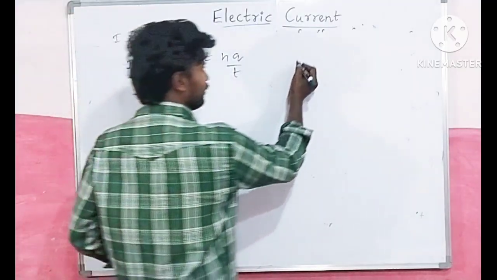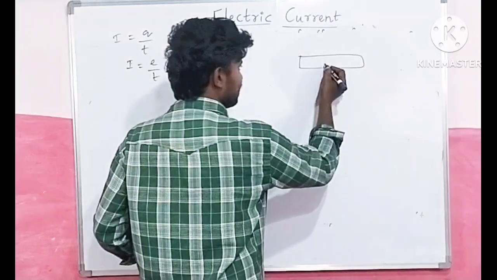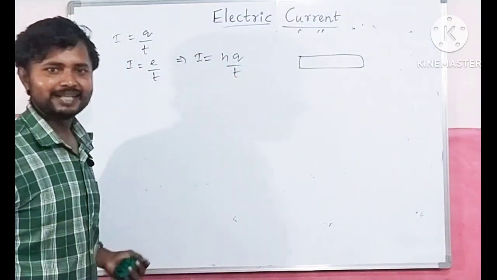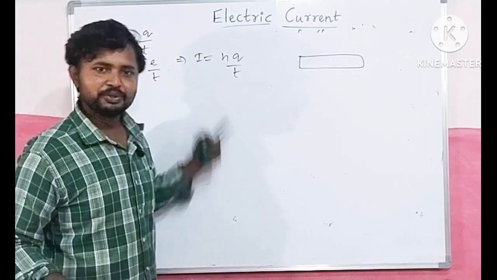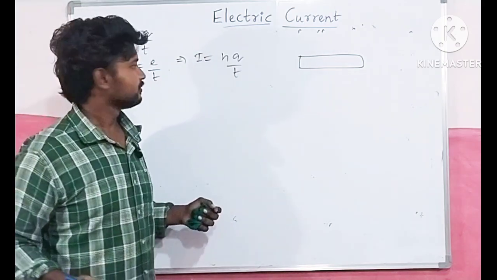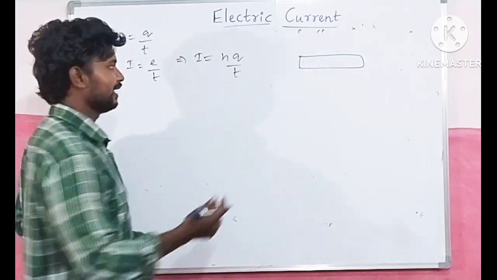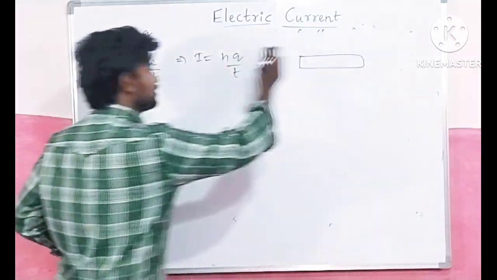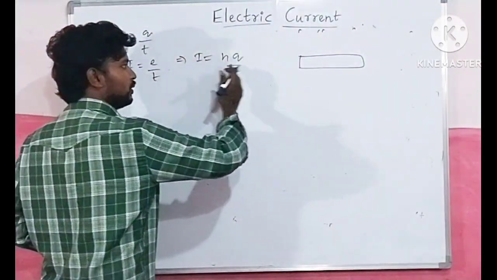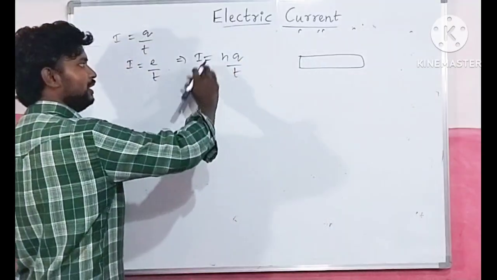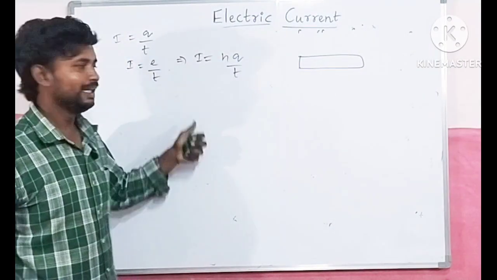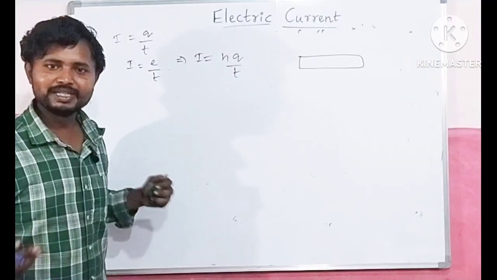For example, in this case a conductor will be taken with length L. Total n electrons are there, and one electron means Q by T. If the current is flowing through the total number of electrons, I equals n into Q by T. It is the translatory motion of a charge.